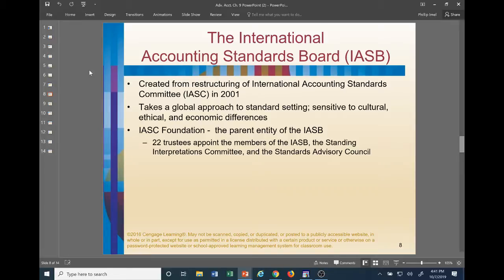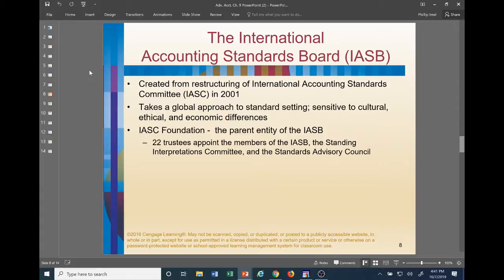Now, the IASB was created in 2001 as a result of the restructuring of its predecessor, the International Accounting Standards Committee. The IASC was formed in 1973 and had two primary objectives: one, formulate and publish standards on financial accounting and reporting and promote their worldwide acceptance; two, work for the harmonization of accounting standards and procedures relating to the presentation of financial statements.